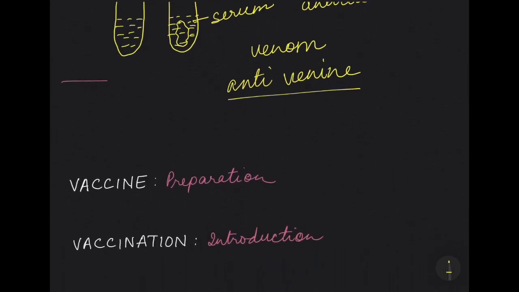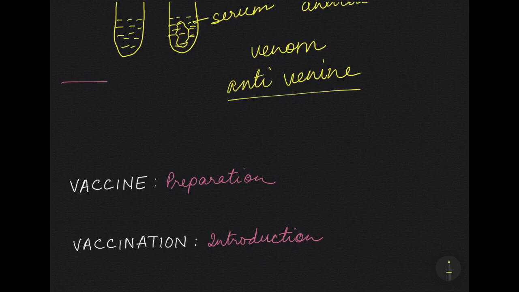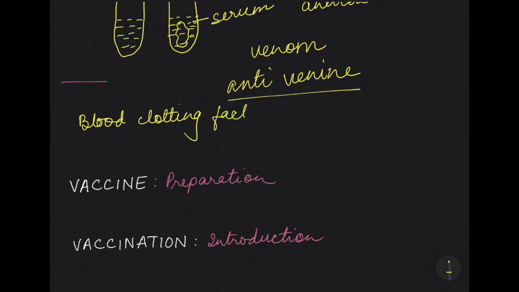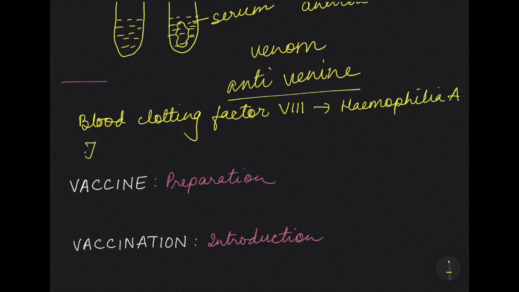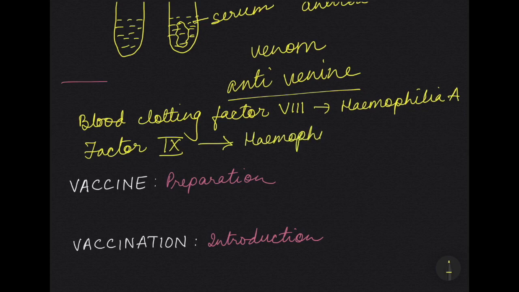And there are certain serums, compounds produced by genetically modified bacteria, like you have the blood clotting factor 8. This is used in the treatment of hemophilia A. And factor 9, we're talking about the serum. This is used in the treatment of hemophilia B.